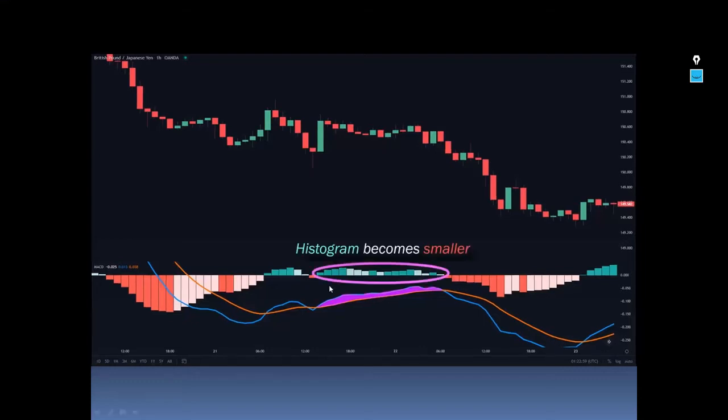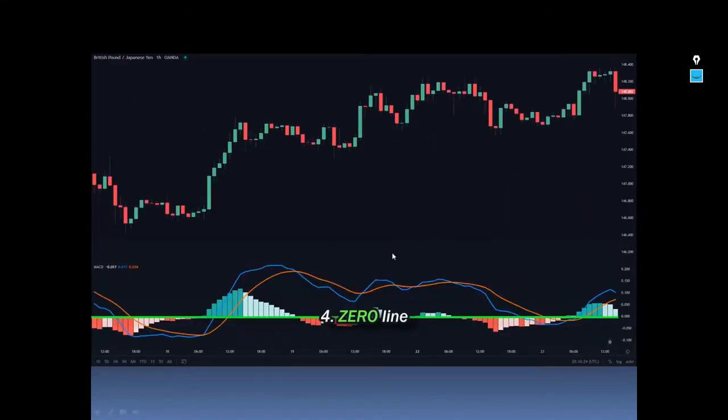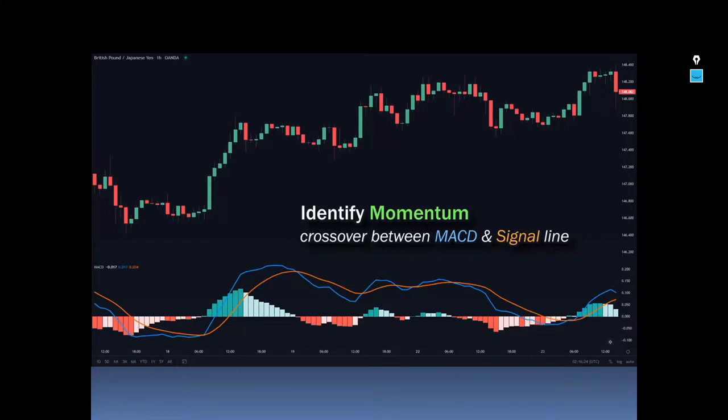Okay, the next component is the zero line, which simply represents the center of the MACD indicator. Now, the way traders utilize the indicator to identify momentum is by looking at the crossover between the MACD and signal line. This is how we're going to use it to our advantage for our analysis. Okay, so let me show you an example.